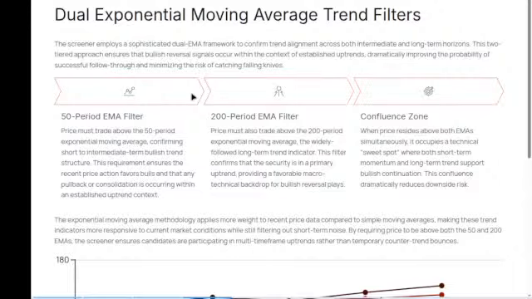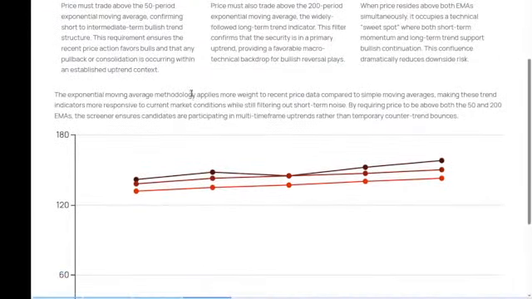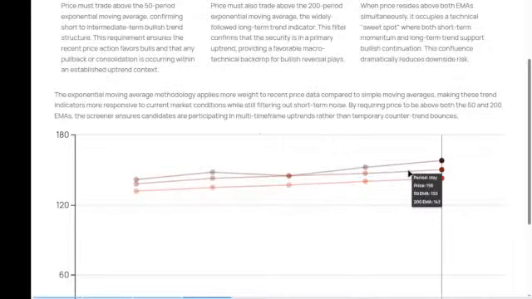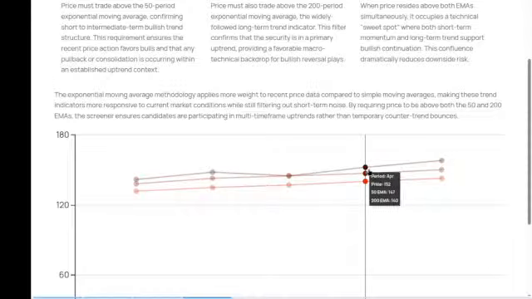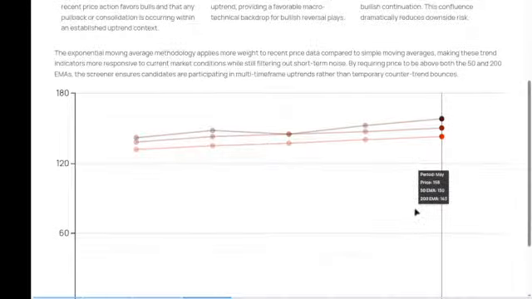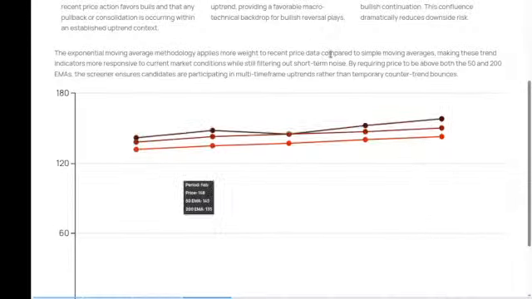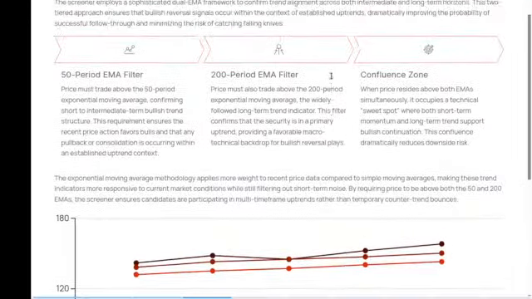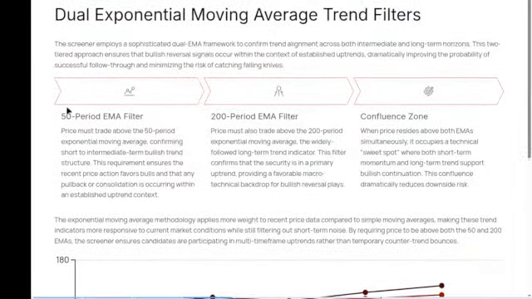So basically, we're focused on the moving averages, right? You want the price to be above the 50-day moving average and the 200-day moving average. The price is represented by this brown line here, the 50-day moving average is this maroon line, and the 200-day moving average is this orange line here. So this is a demonstration of what you want. You want the price to be above the two moving averages, the 50-day and the 200-day.